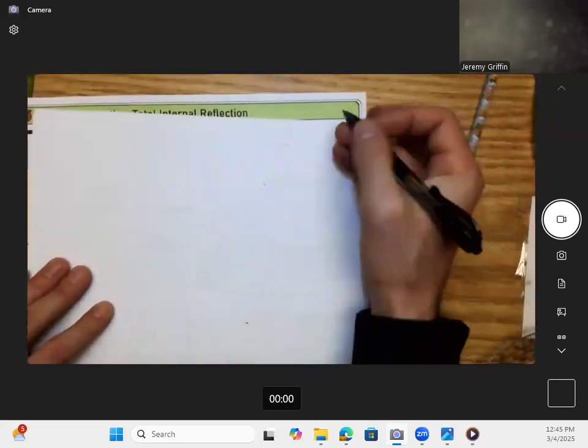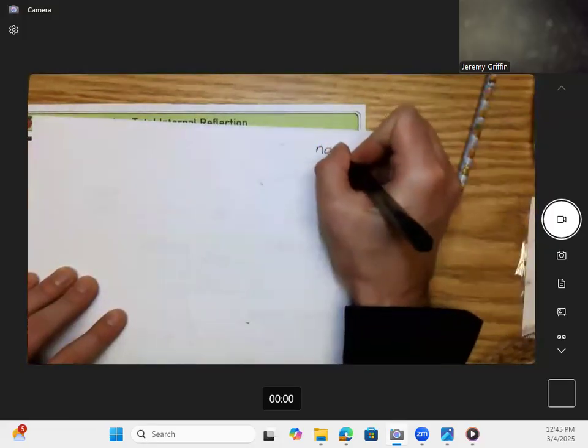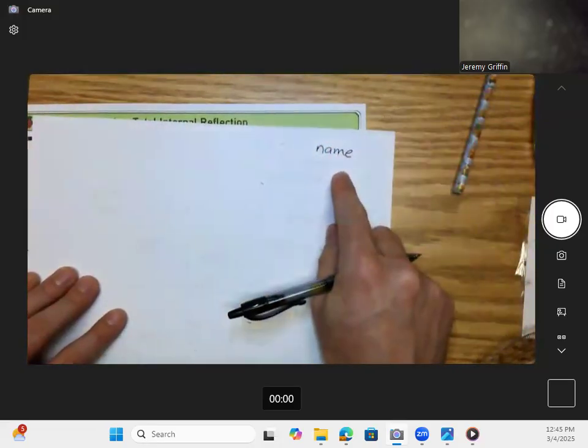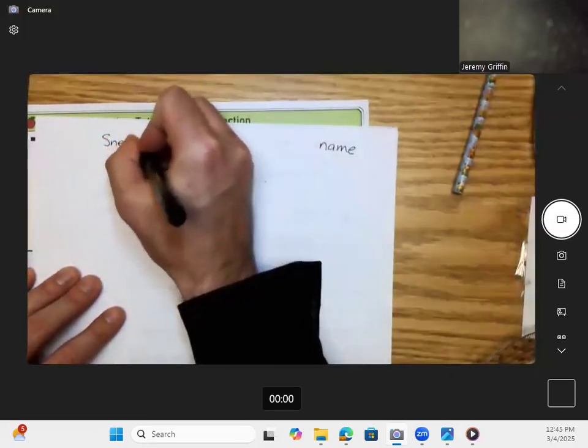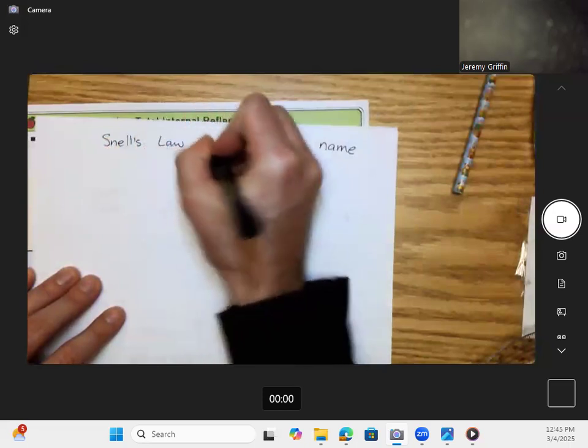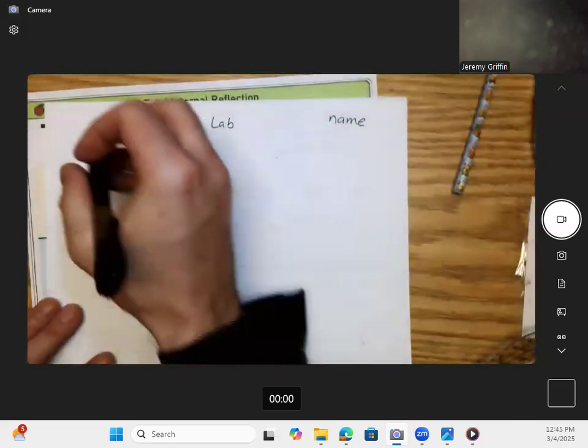Lab time. So, guys, find a page of paper. I'll have you turn this in right at the end of class. Put your name on your paper. So everybody's got their name on the paper. Call it Snell's Law Lab. Okay. And your goal today is to find two things.